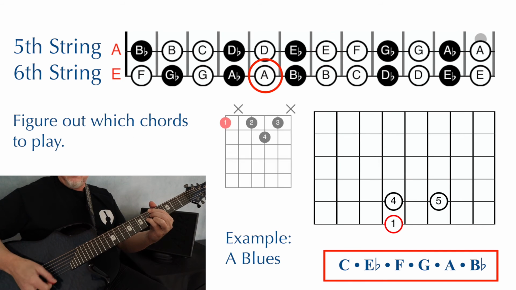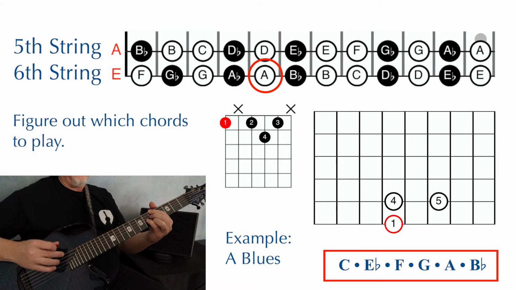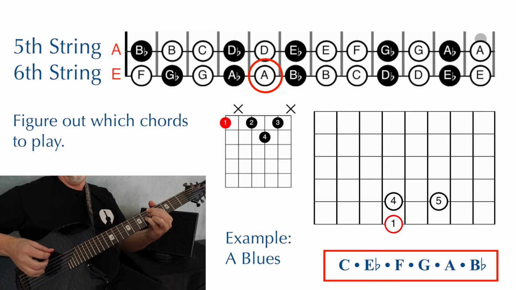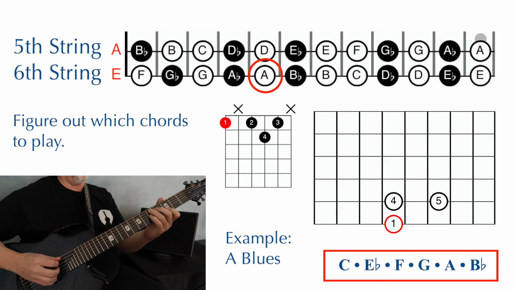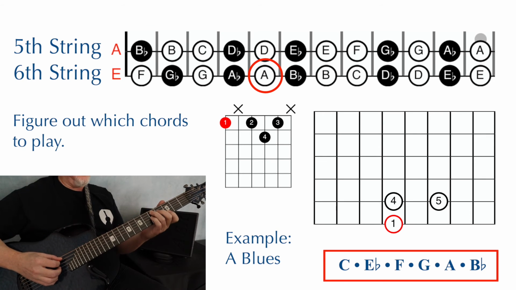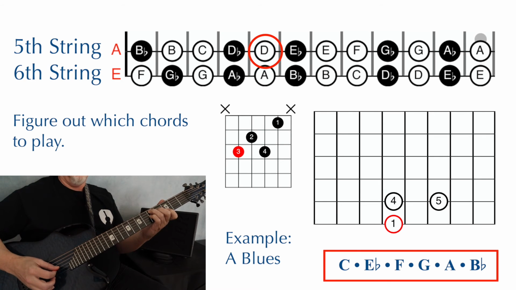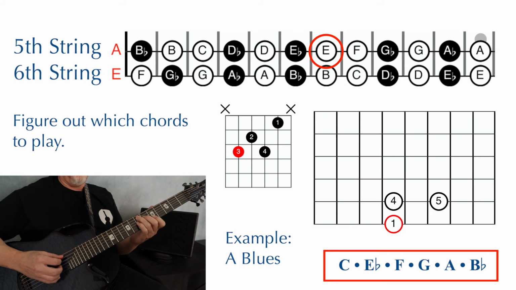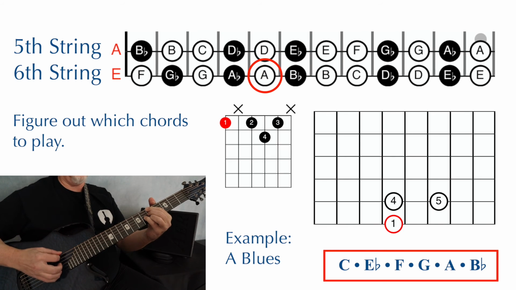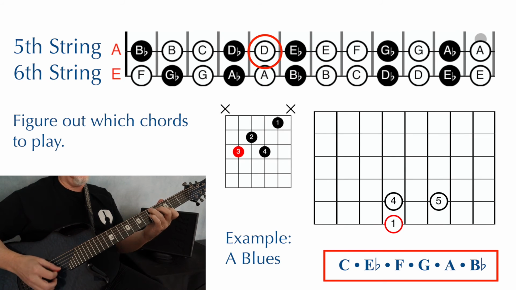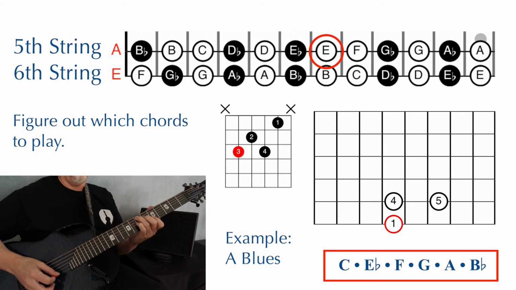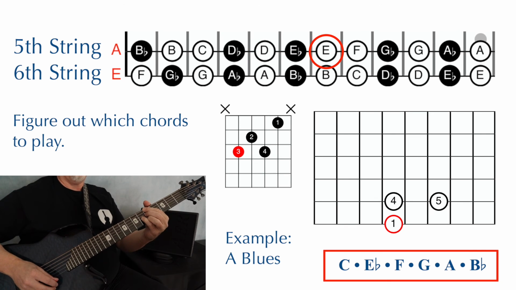Since our 1 has the root note on the 6th string, I'll use this 6th string dominant 7 shape. Our 4 and our 5 chords are both on the 5th string, so we can use the same shape for that. I'm going to use this dominant 7th shape, placing the root note on the 4. And then for the 5, we just play 2 frets higher. So there's our 1, 4, and our 5. And then play a quick change blues.